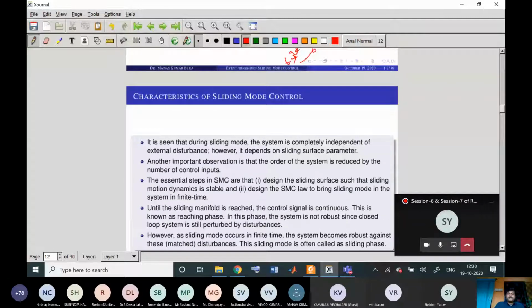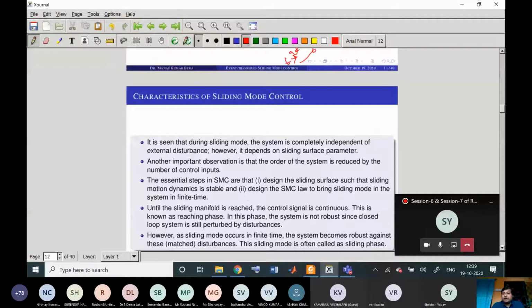The essential steps in the SMC are designing the sliding surface such that the sliding motion dynamics is stable, and designing the SMC law to bring the sliding mode in the system in finite time. So that is very important, that S and S dot has to be made 0 in finite time, and that is the essential characteristic of sliding mode control.